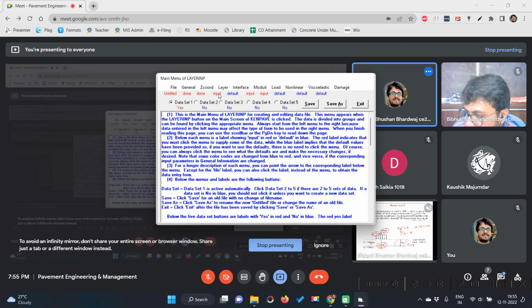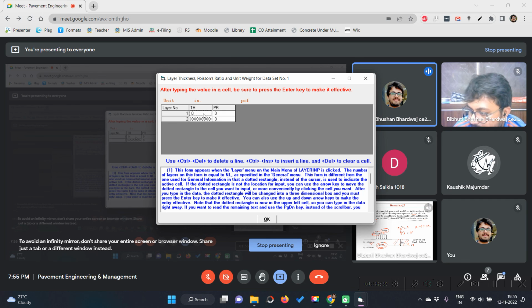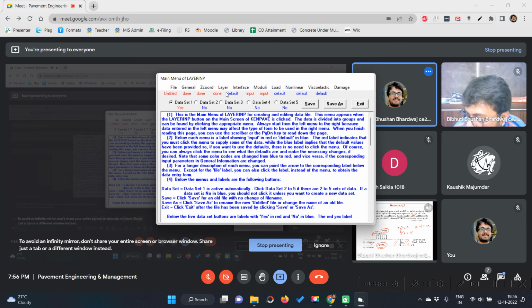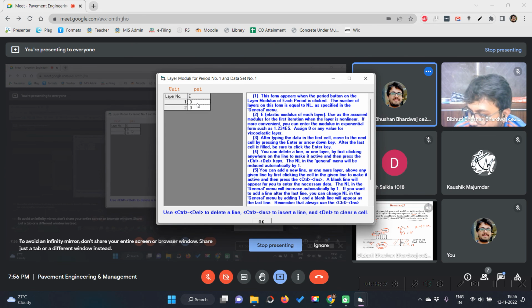Then layer, first layer, what is the thickness? 8. Poisson ratio not given, so we'll write 0.5 only. 0.5 in both the cases. Okay. Then modulus, what is the first layer? Modulus? So 150,000. 150, then 3 zeros, then 15,000. Yes, sir. Okay.